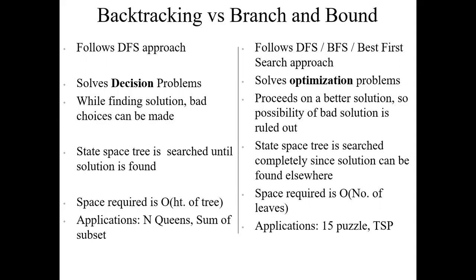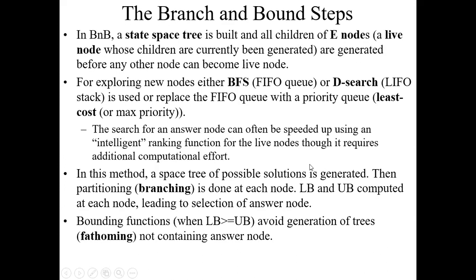Backtracking solves decision problems, branch and bound solves optimization problems. In backtracking, while finding the solution, we might make a bad choice. Over here, the possibility of a bad choice is ruled out. We search the state space tree until the solution is found in backtracking. And this is searched completely since the solution can be found elsewhere because we are moving in breadth first manner. Space requirement for backtracking is O of height of tree. Over here, it is O of number of leaves in the last level. The applications are the 15 puzzle and the traveling salesman problem, of which in the syllabus we have only the 15 puzzle.